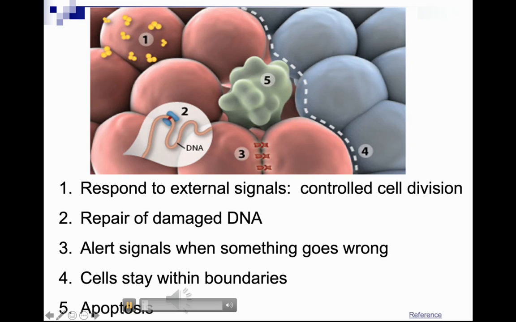Normal cells respond to external signals, like number 1 on this diagram. They respond to external signals, which helps control cell division. 2, there's repair of damaged DNA. 3, there are alert signals when something goes wrong. 4, cells stay within boundaries. And 5, cells commit apoptosis when needed.